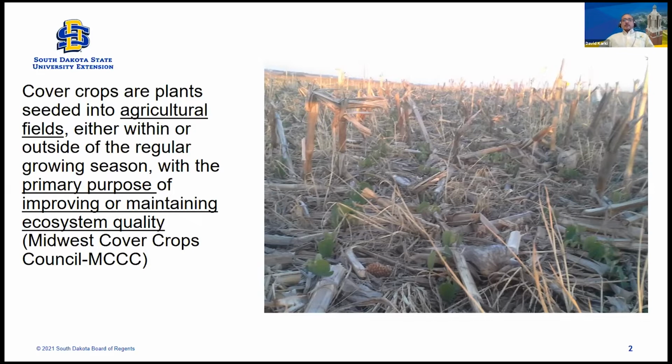It talks about agricultural fields and having cover in them, and also talks about the purpose, which is probably the biggest important thing in cover crops, why we want to adopt cover crops. And it doesn't talk about improving yields or anything like that. It talks about maintaining and improving ecosystem or ecological characteristics over time.